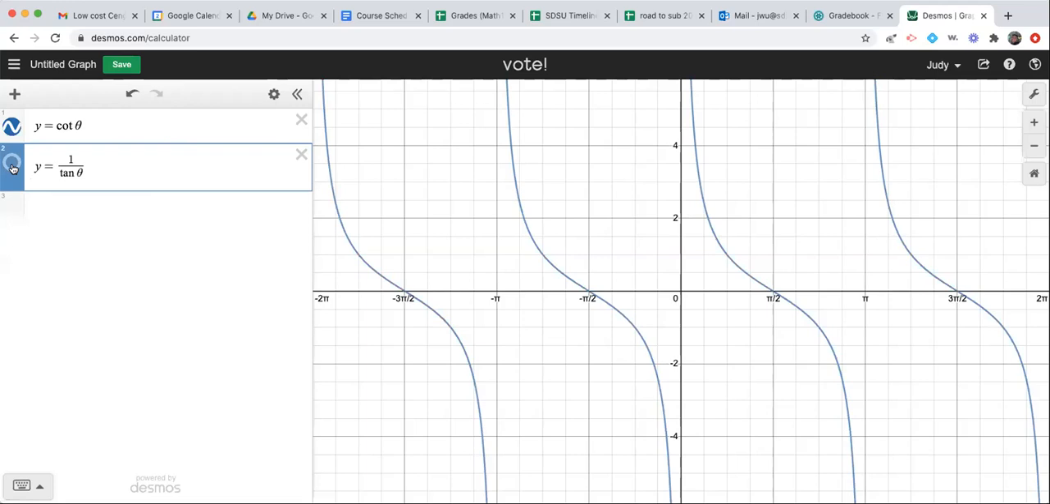This is the blue, right? So this is our cotangent. This is our 1 over tangent. Cotangent, 1 over tangent. Same graph or different graph? Yes, right? They're the same.